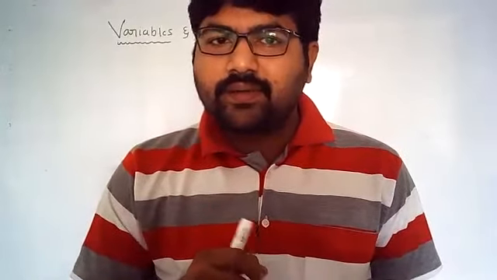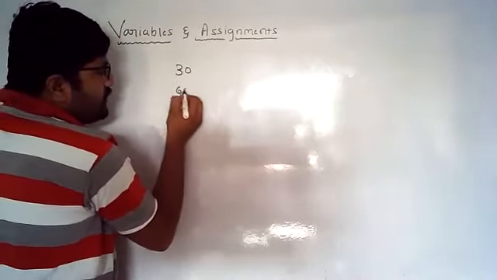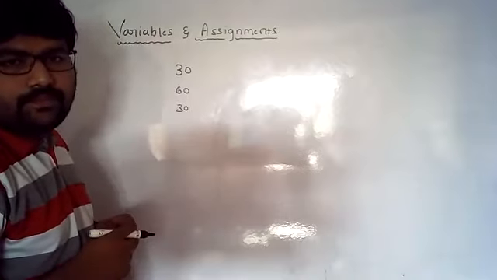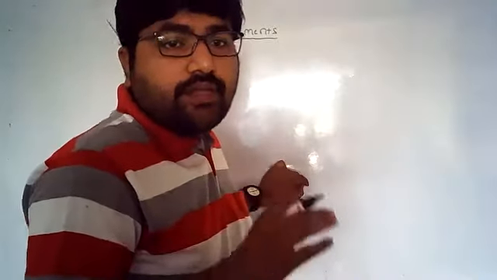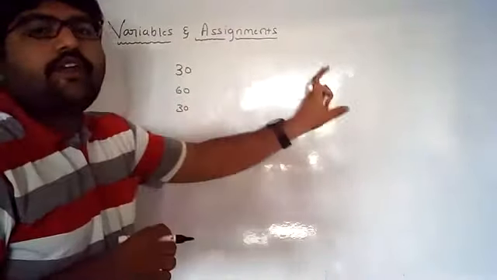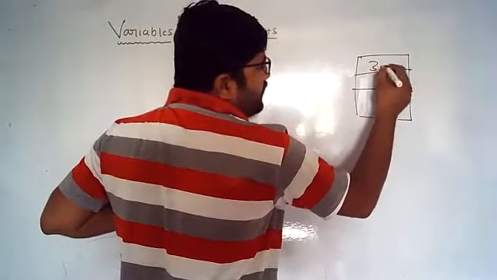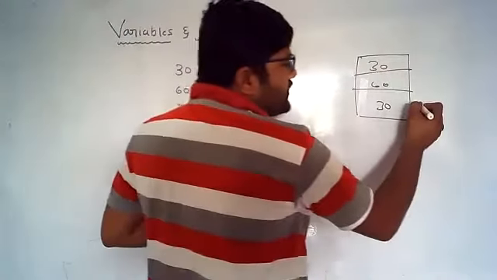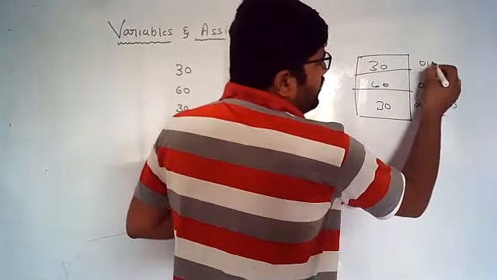The answer is, a program may contain 30, 60 and 30. These are the values in the program. When you press enter, the execution is going to start at the head. What do you mean by the execution? These values are loaded onto the memory. This memory contains some addresses. Assume that 012, 013, 015, like this.